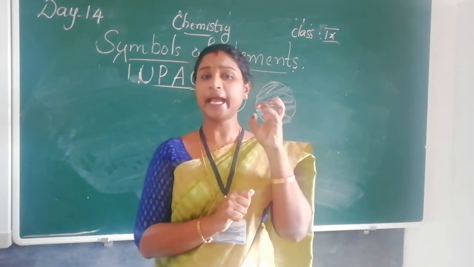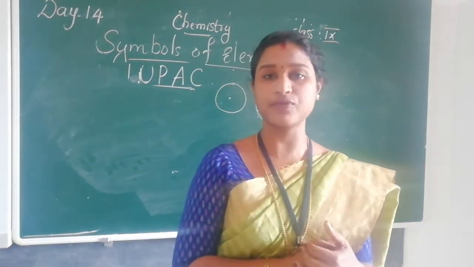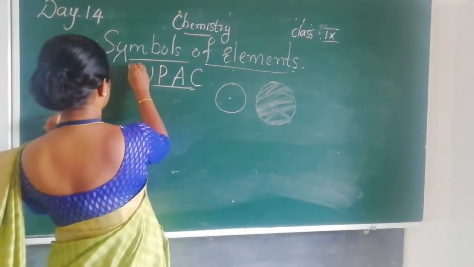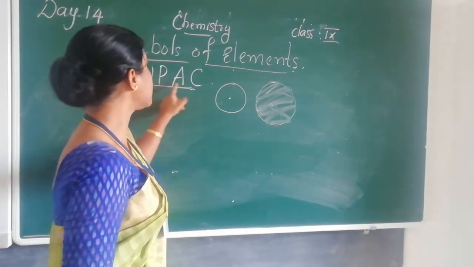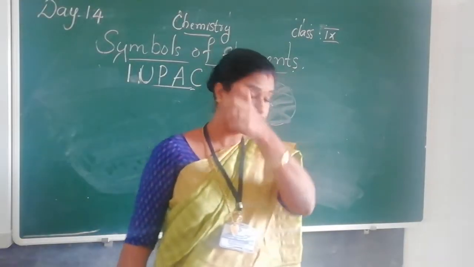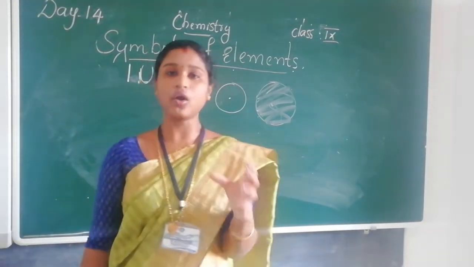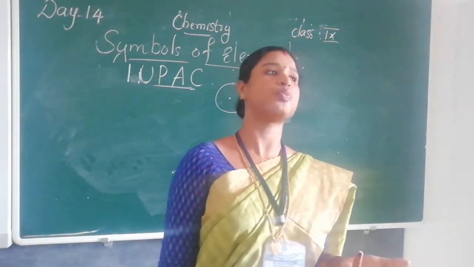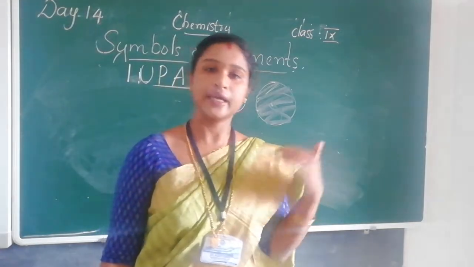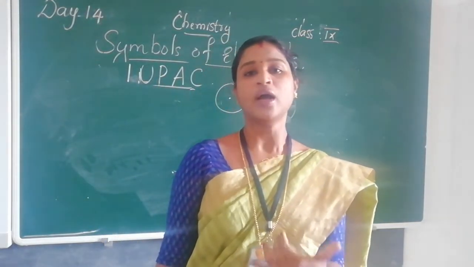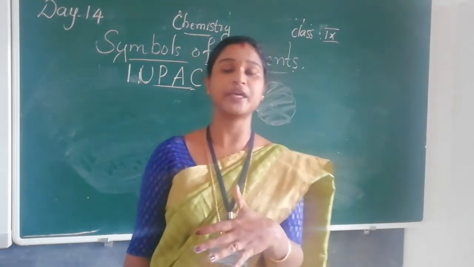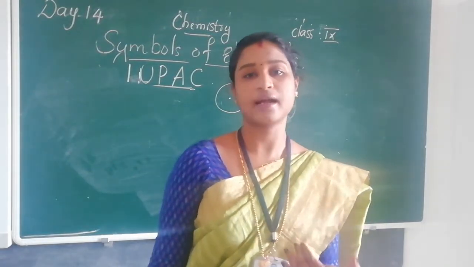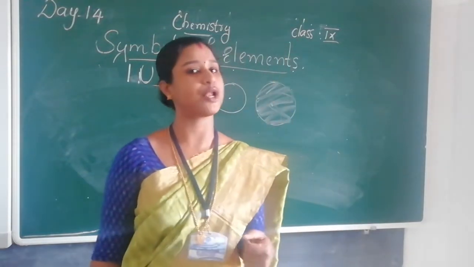Normally any decision relating to chemistry is given by an organization, IUPAC, the International Union of Pure and Applied Chemistry. All decisions on the chemistry subject are taken by this IUPAC. So the symbol of an element is also based on certain rules given by IUPAC, and we are now going to discuss these rules to understand the symbol of an element.